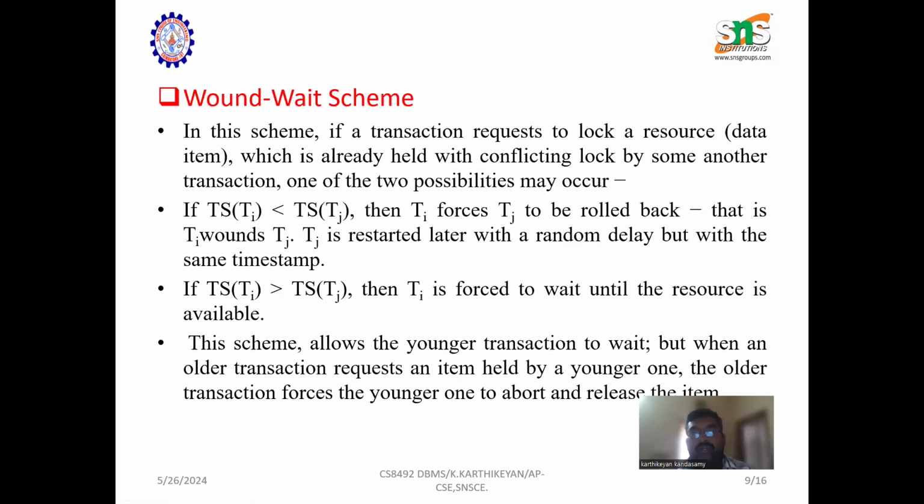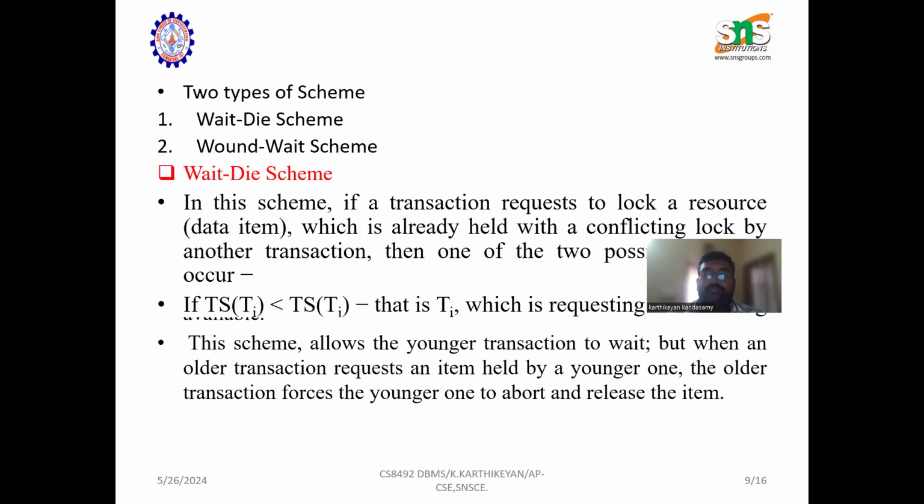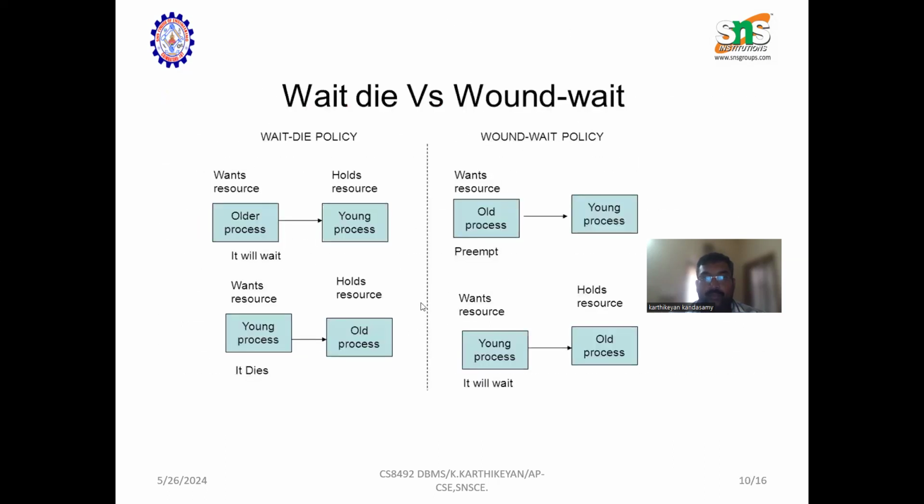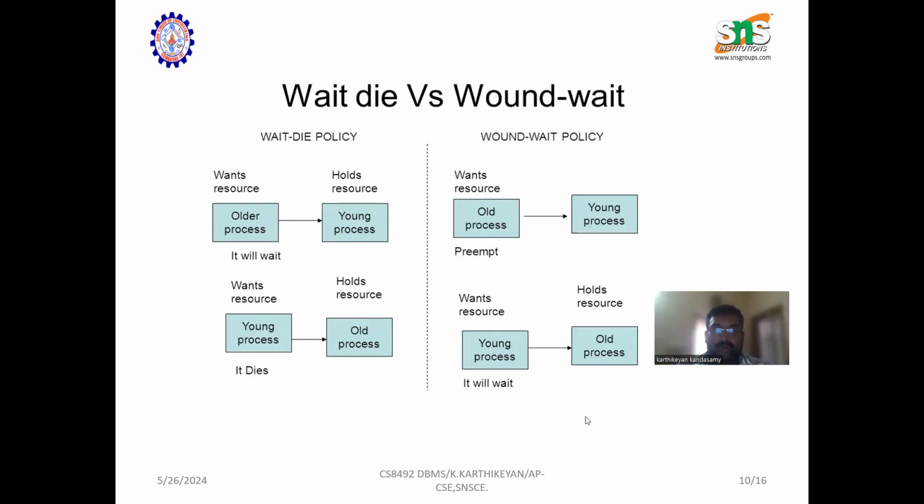Next is the wound-wait scheme. If a transaction requests a lock on a data item already held with a conflicting lock by another transaction, one of two things may occur. If TS(Ti) < TS(Tj), then Ti forces Tj to be rolled back; that is, Ti wounds Tj. Tj is restarted later with a random delay but the same timestamp. If TS(Ti) > TS(Tj), then Ti is forced to wait until the resource is available. This scheme allows the younger transaction to wait; when an older transaction requests an item held by a younger one, the older transaction forces the younger one to abort and release the data item. This is the difference diagram of wait-die and wound-wait.